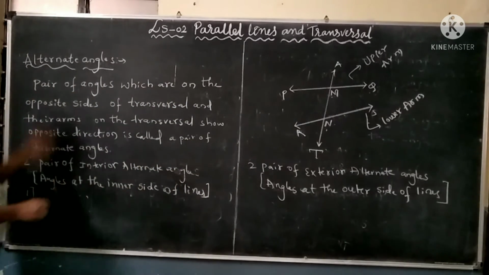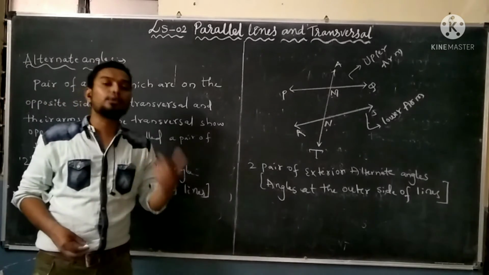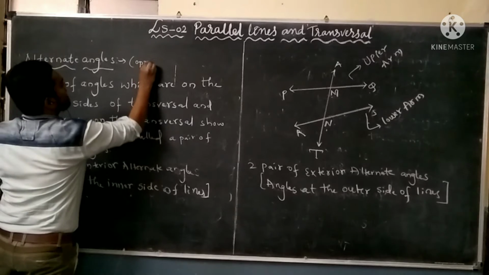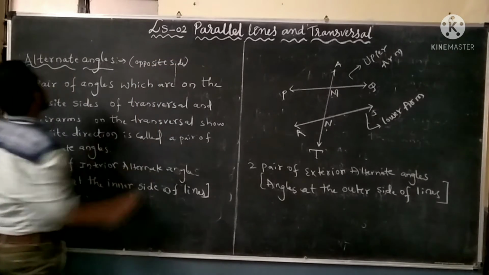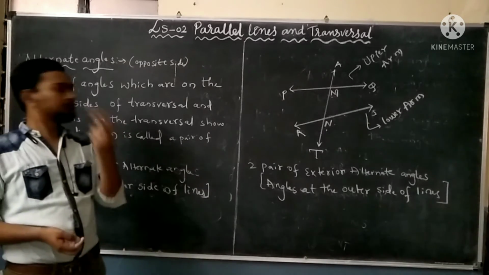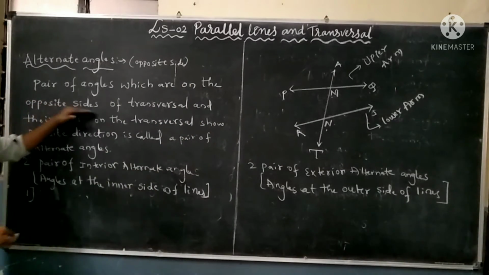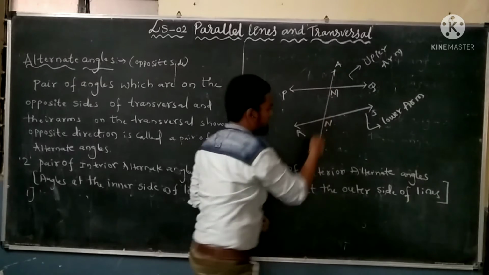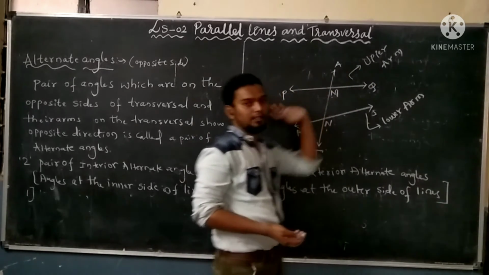Next, alternate angles. Alternate means opposite side. A pair of angles, that means a jodi, which are on the opposite sides of a transversal. This is the transversal line, with one angle on the opposite side of the other.